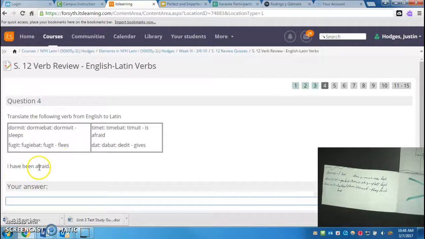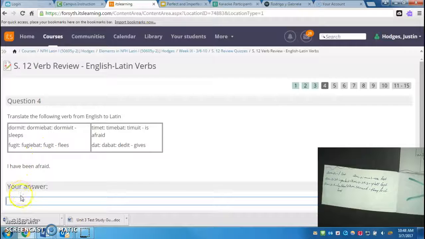I have been afraid. Okay, so the perfect tense is not just translated as slept or ran or hugged. It can also be "have run" or "have done" something. So this is perfect tense. I'll leave this page open down here.